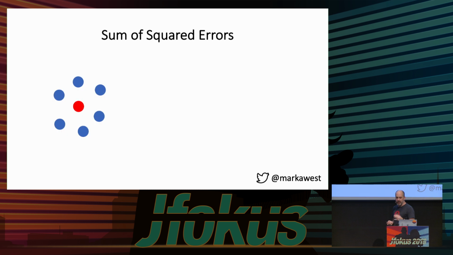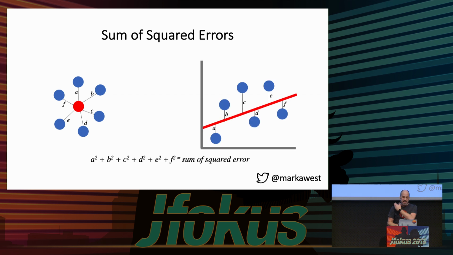Now, if you remember the sum of squared error, it's about measuring the distance that each data point has from a trend line, or in this case, the center of a cluster. So we measure the distance each data point has to the center of its cluster, we square them and add them together, and we get the sum of squared error. And that's the same as we did with linear regression early on, if you remember.